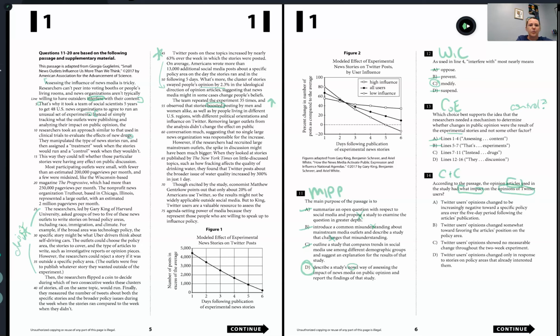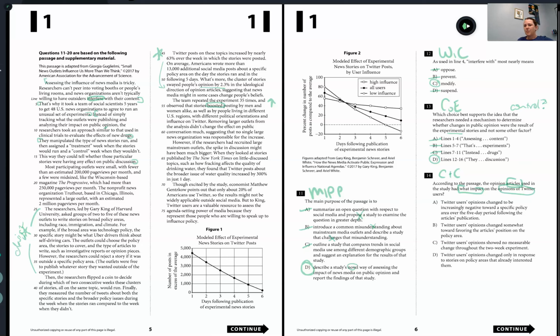Instead of simply tracking what outlets were publishing and analyzing their impact on public opinion, the researchers took an approach similar to that used in clinical trials to evaluate the effects of new drugs. So we do mention public opinion, but we don't see that control, that making sure that one thing is not changing it versus another. 12 through 16. They manipulated the type of news stories run and then assigned a treatment week when the stories would run and a control week when they wouldn't. That sounds good already. This way they could tell whether those particular stories were having an effect on public discussion or opinion. So D is our answer.